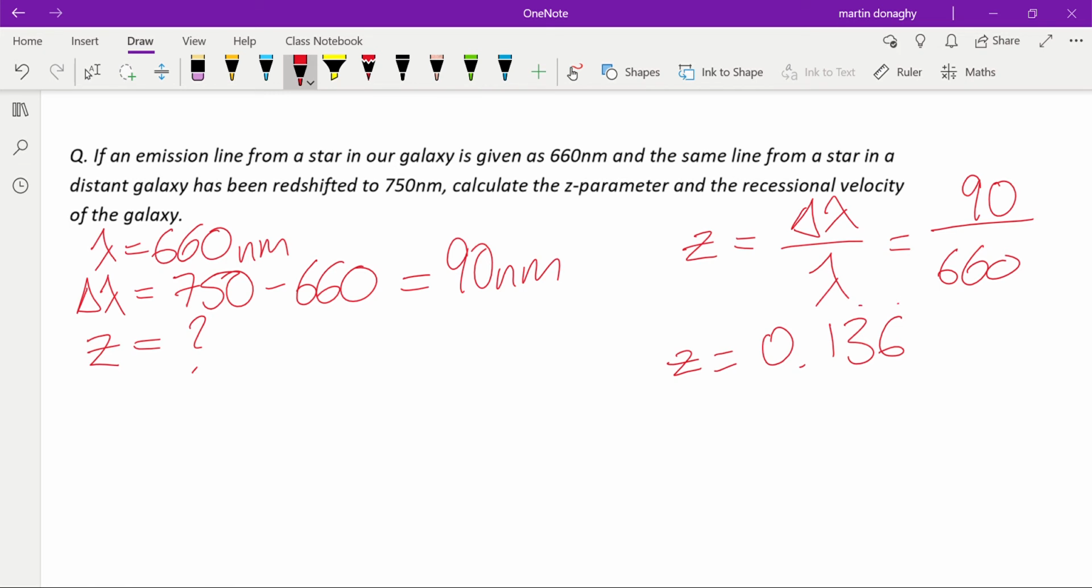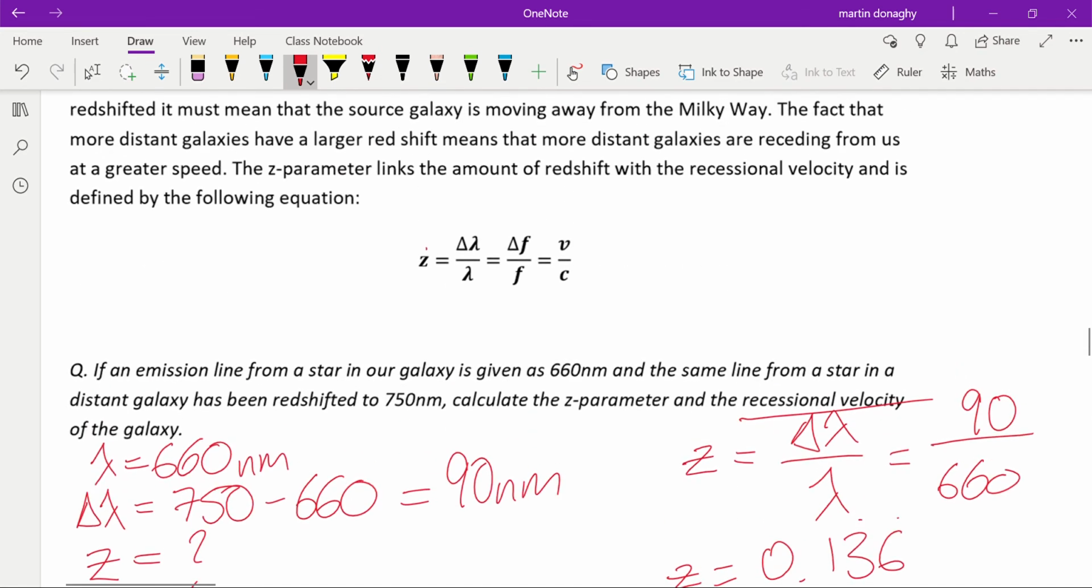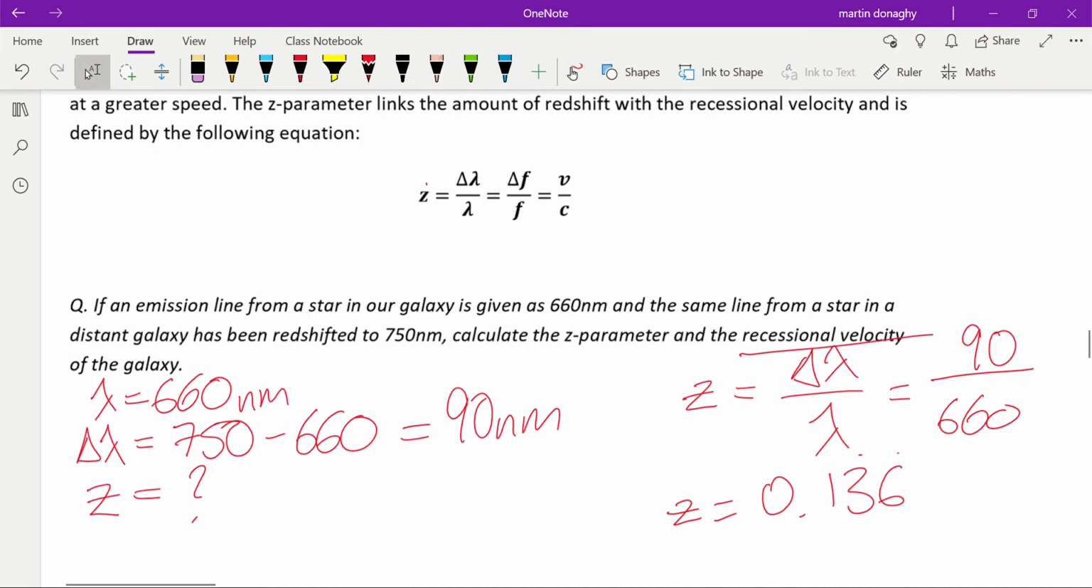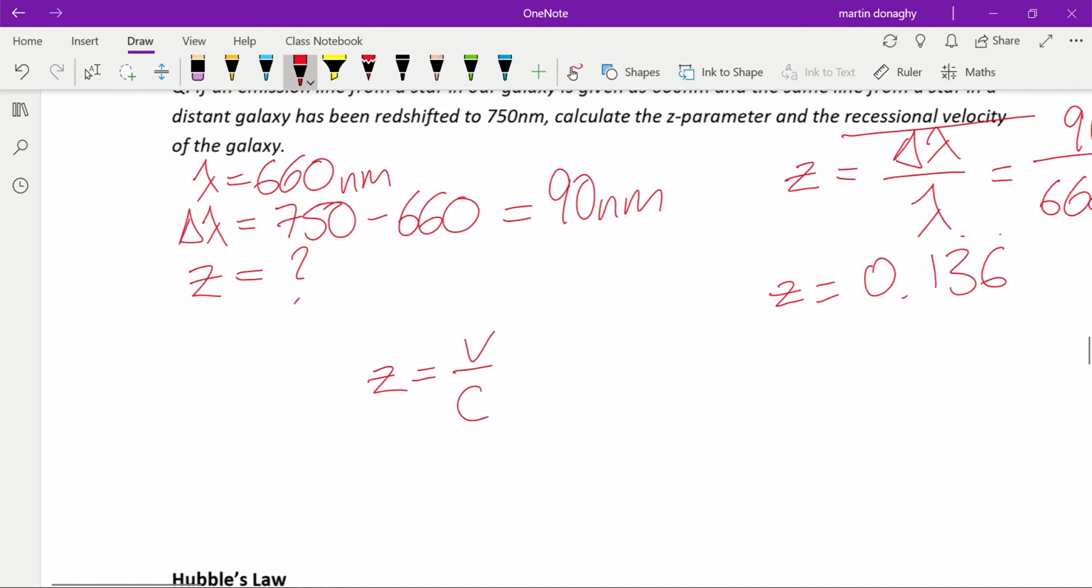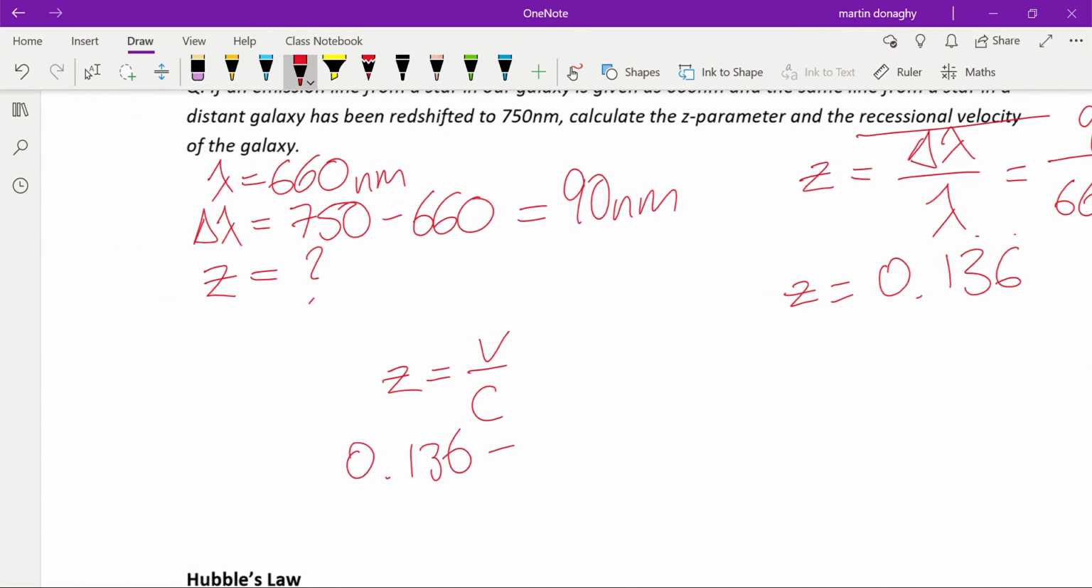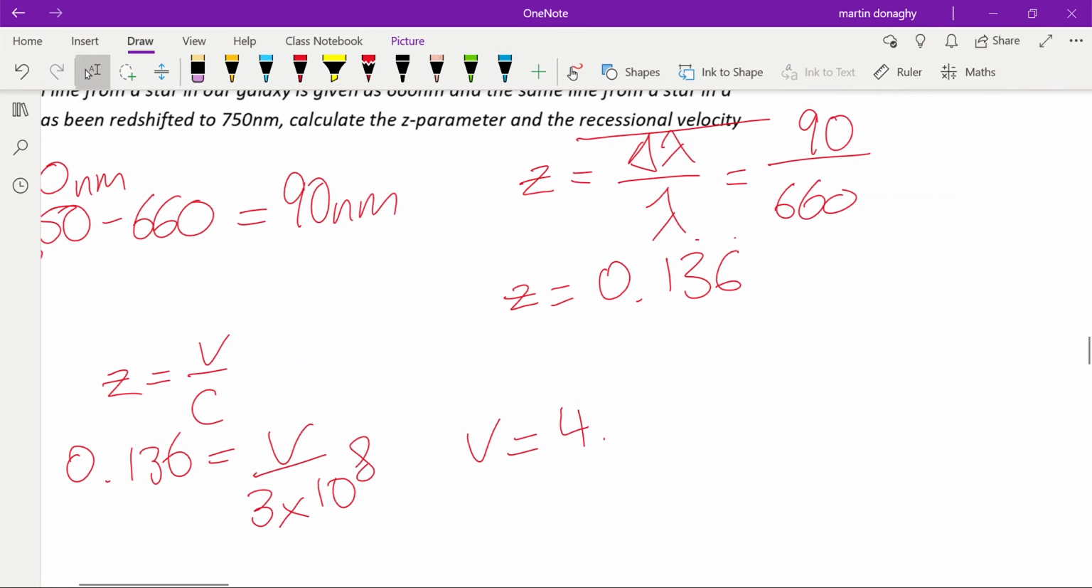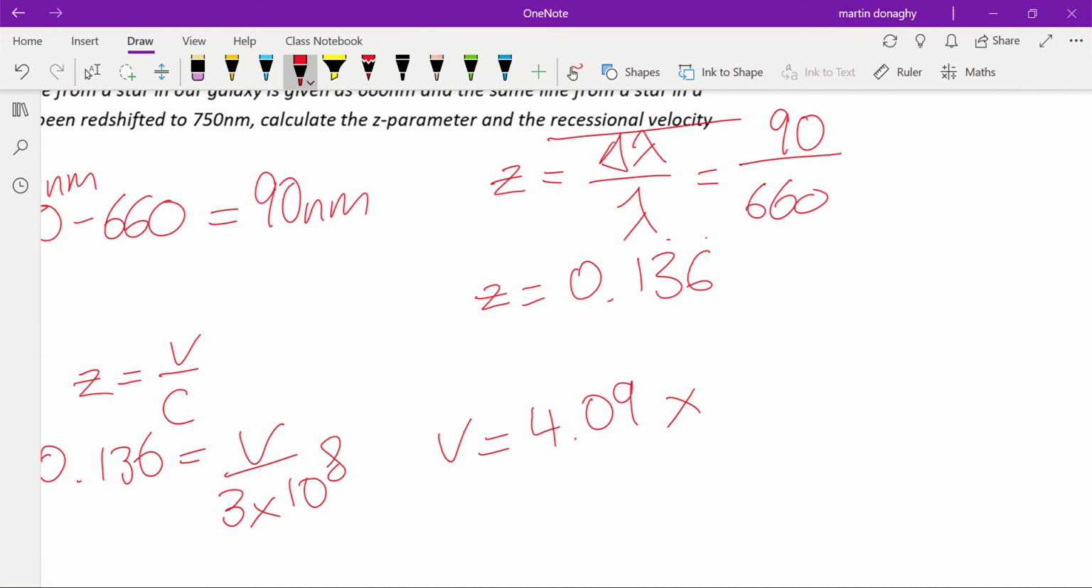Now, once we've got the Z parameter, we can use that to calculate the recessional velocity. Because if we look at that equation, the ratio for the Z parameter is also the ratio for the velocity. So Z is also equal to the recessional velocity divided by the speed of light. Putting in our values gives us 0.136 is equal to V over the speed of light, which is 3 by 10 to the 8. Gives us the recessional velocity, the speed that the galaxy is moving away from us, is 4.09 by 10 to the 7 meters per second.